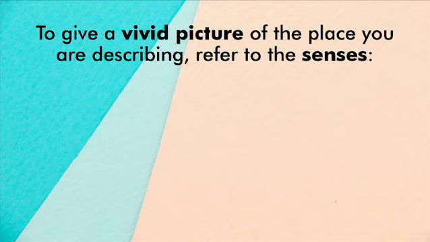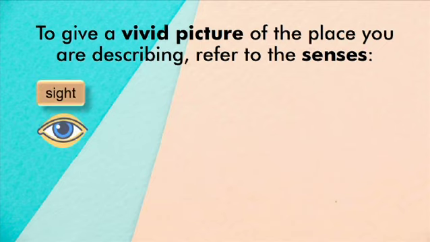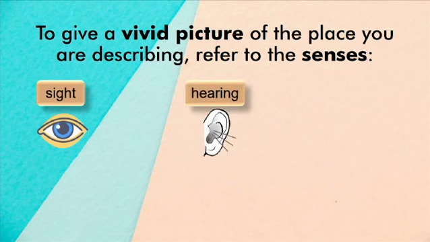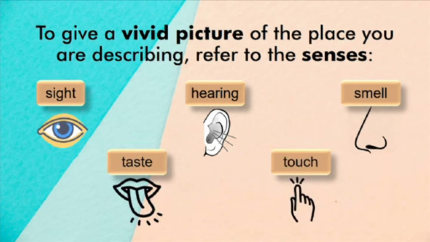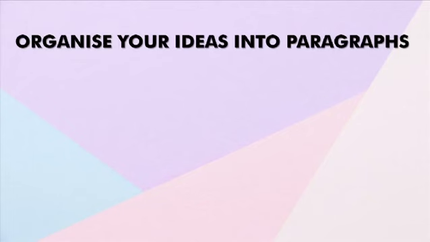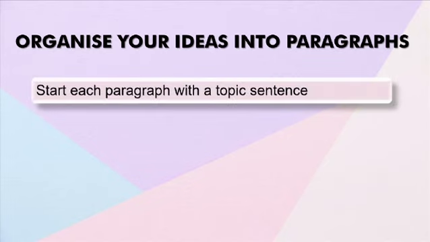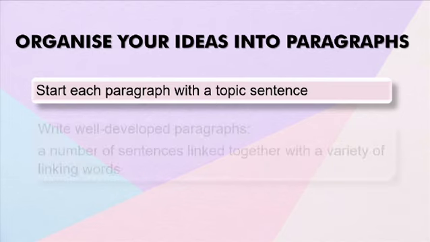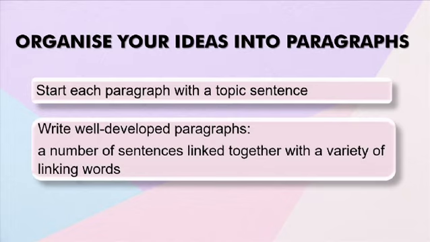To give the reader a vivid picture of the place you are describing, you can refer to the senses: sight, hearing, smell, taste, and touch. Organize your ideas into paragraphs. Start each paragraph with a topic sentence and write well-developed paragraphs, that is, a number of sentences linked together with a variety of linking words.